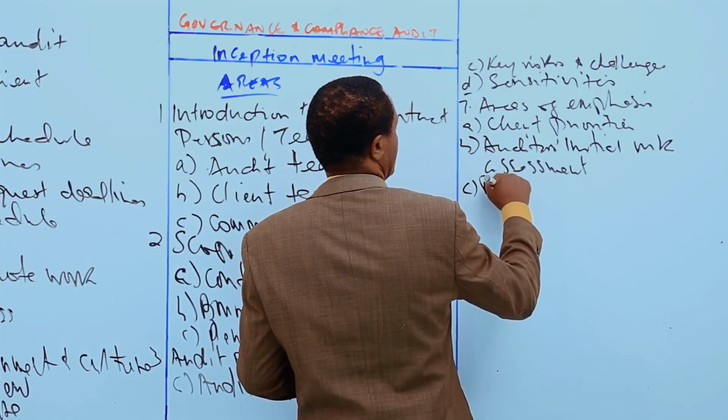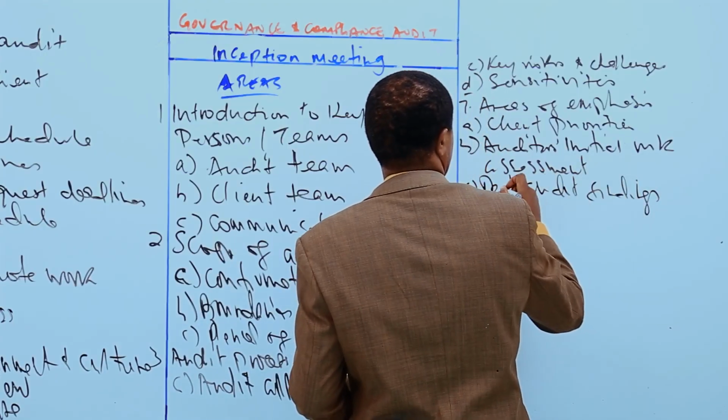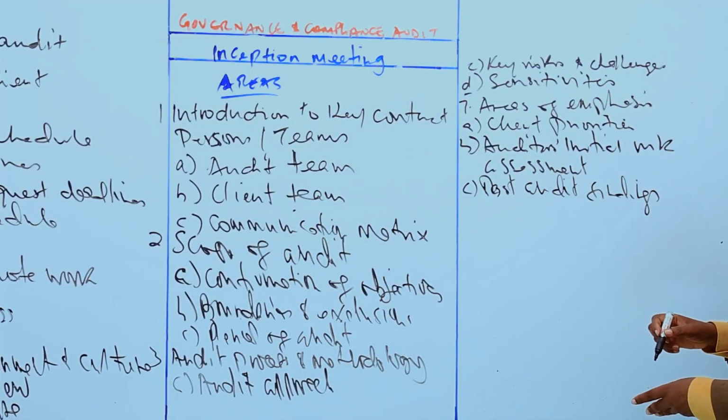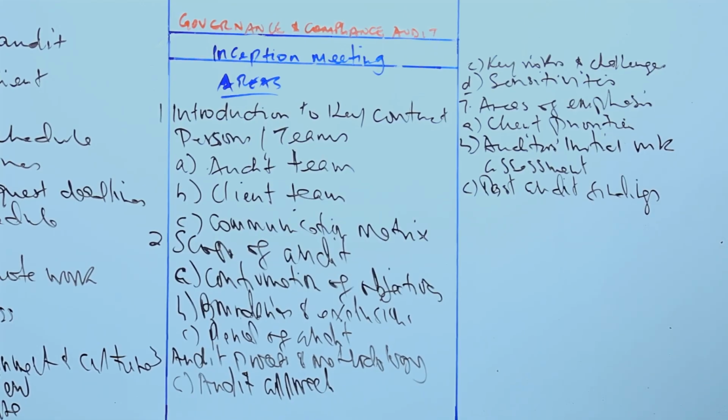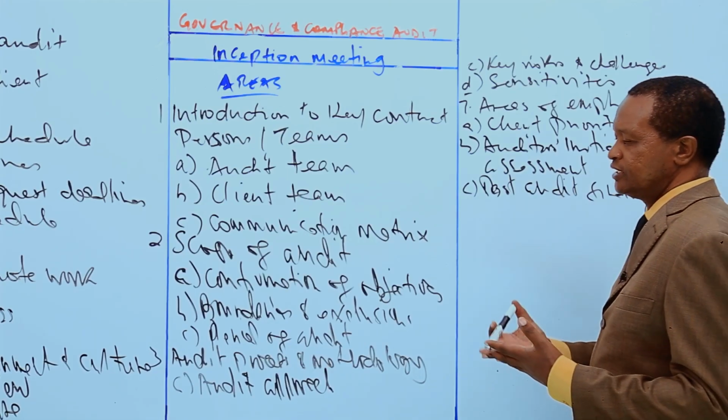3, past audit findings. Past audit findings may also be an area that may be discussed under point number 7. The two should discuss any prior audit findings. It could be the internal audit or external audit related to governance and compliance, and the status of corrective actions. And the status of what? Corrective actions.